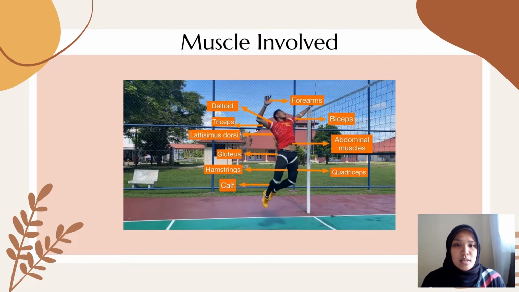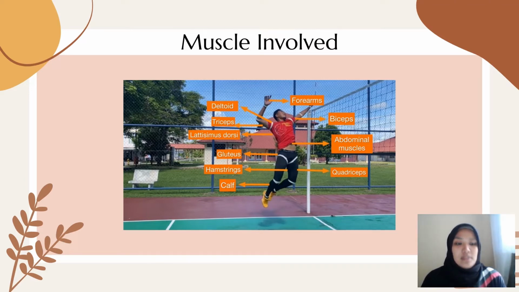The next one is gluteus maximus and gluteus medius. That will help your hip move forward to lunge or jump, and for stabilization of your hip and your knees. And then we go to the hamstring. The hamstring will extend the hip and flex your knee. And then the next one is the calf. For the calf, we use two muscles, which are gastrocnemius and soleus.